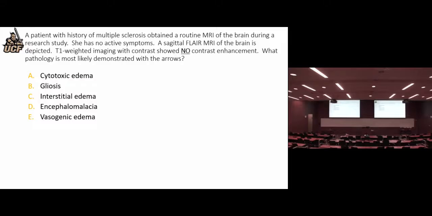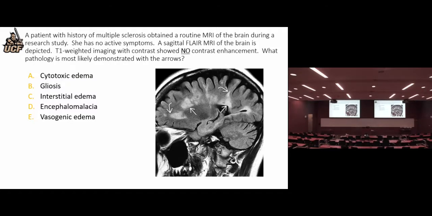Anyway, here, is this the same one we've seen before? Let's see. No active symptoms, sagittal flare. Okay, this will now explain. No contrast enhancement. So what pathology is most likely demonstrated with the arrows? Gliosis.